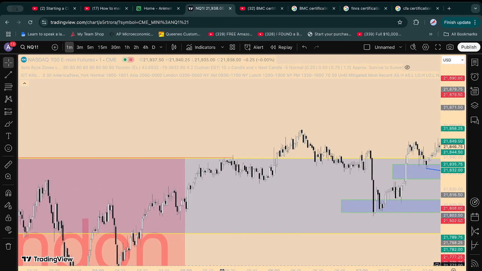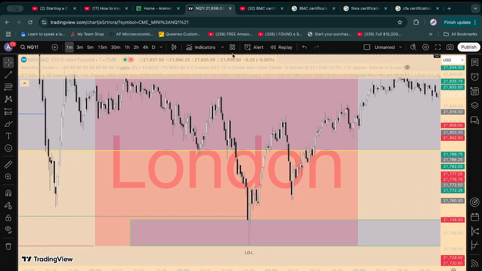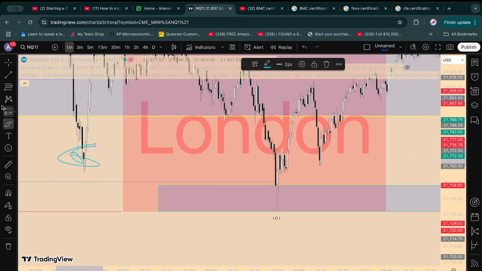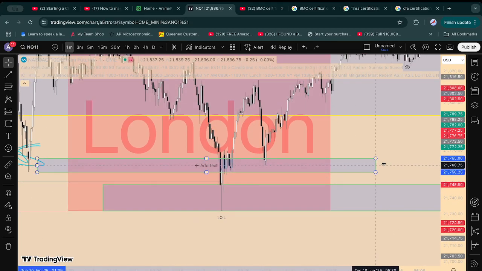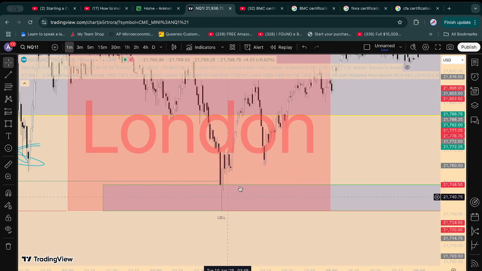We barely passed this, right? But let's go down here. What do we see here? One, we took out liquidity right here already. So what does that mean? We took out liquidity right here. What does this mean? We're gonna have more liquidity on right here.